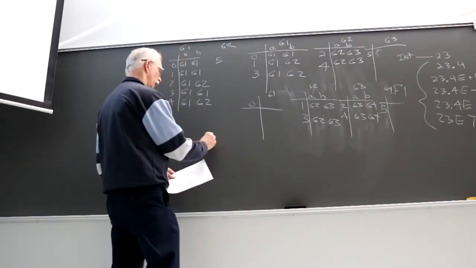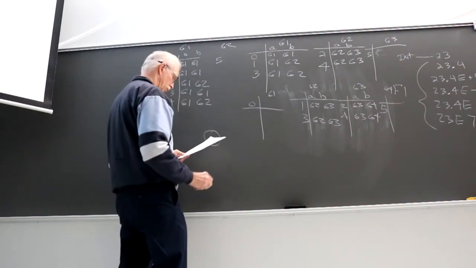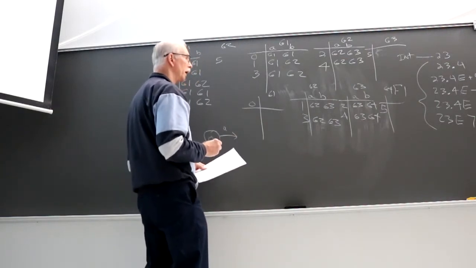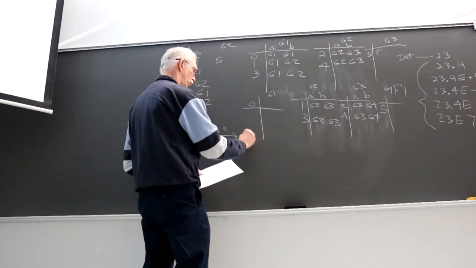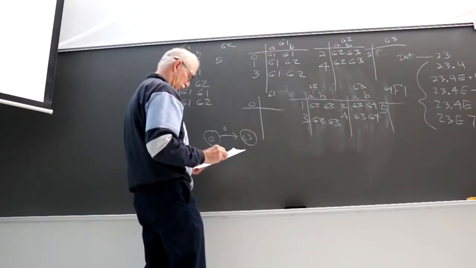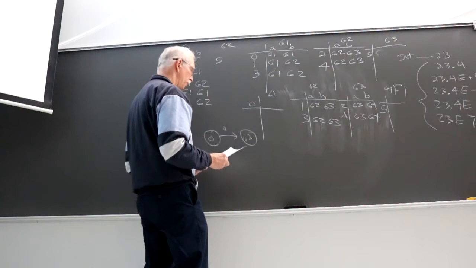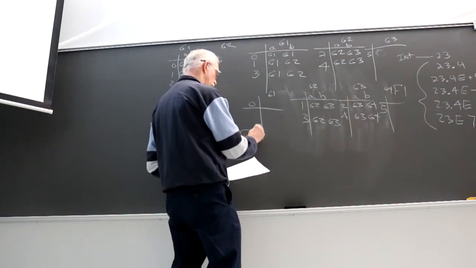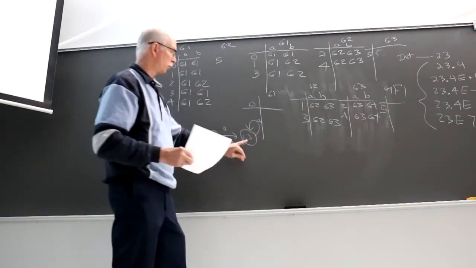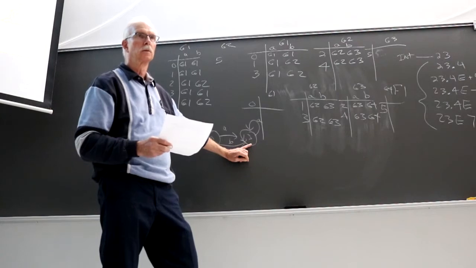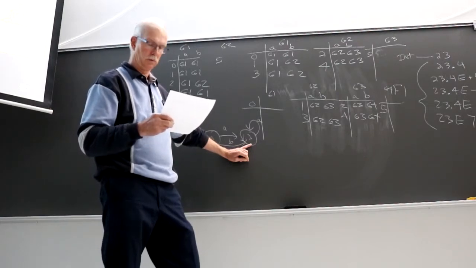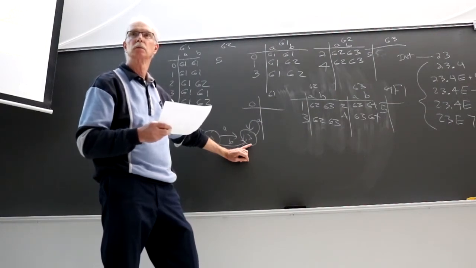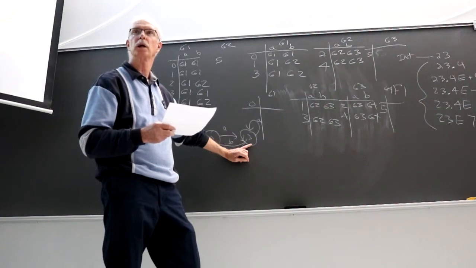So 0 on A goes to 1 and 3. 0 on B goes to 1 and 3. 1 on A goes to 1 and 3. There's a built-in check on this. 1 goes to 1, so 3 better go to 1 or 3. It's got to go to the same state. You with me on the built-in check?